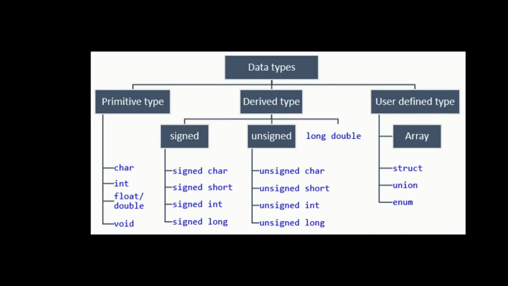And coming to the user defined type, it has array. In array we have three types, that are struct, union, and enum. That are structure, union, and enumerate.